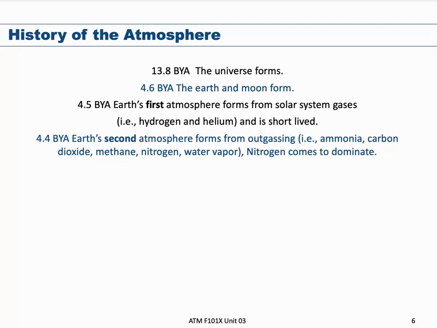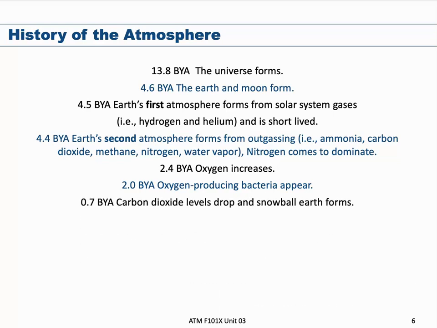4.4 billion years ago, Earth's second atmosphere forms from outgassing. These gases include ammonia, carbon dioxide, methane, nitrogen, and water vapor. Nitrogen comes to dominate the atmosphere. About 2.4 billion years ago, oxygen increases. About 2 billion years ago, oxygen-producing bacteria appear. About 0.7 billion years ago, carbon dioxide levels drop and snowball Earth forms.